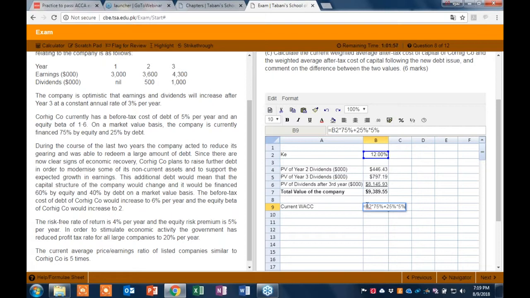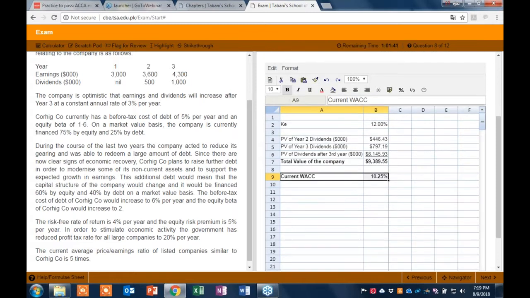So if we multiply cost of equity with the weightage of equity plus cost of debt with the weightage of debt, we'll get the current weighted average cost of capital of the company. Here we go. So this is the current WACC. Now, what is happening? So we just need to read this para to find out what changes are occurring in this company's capital structure.